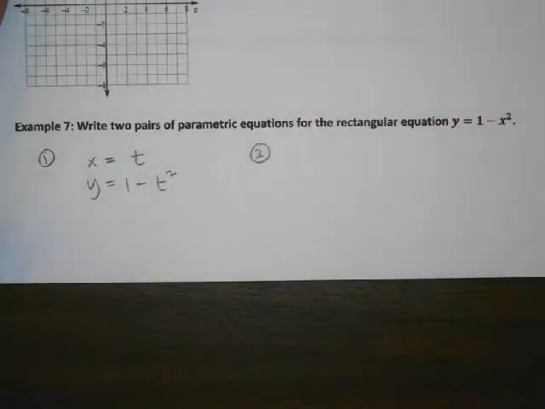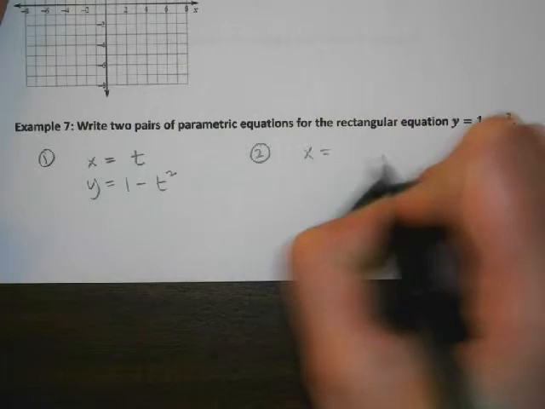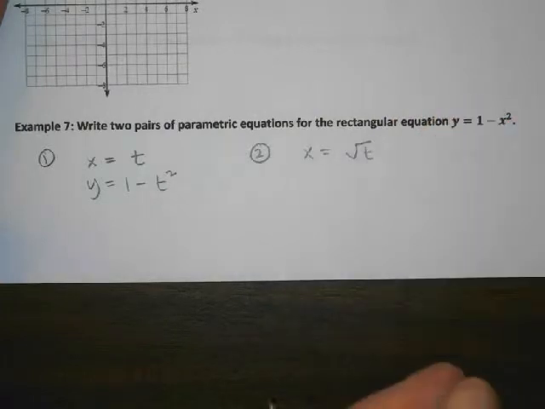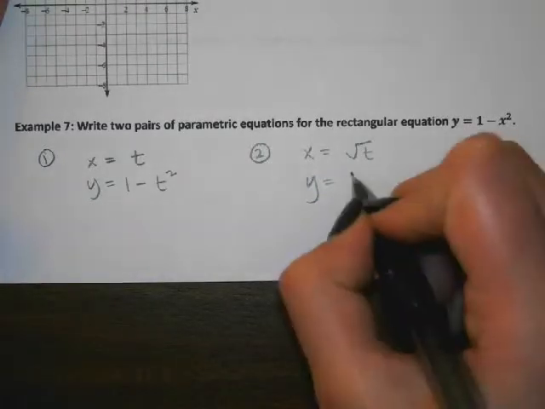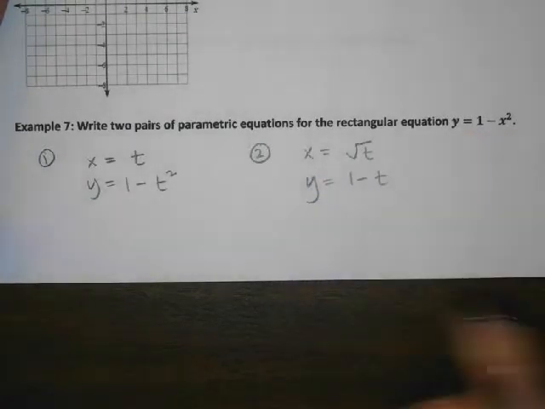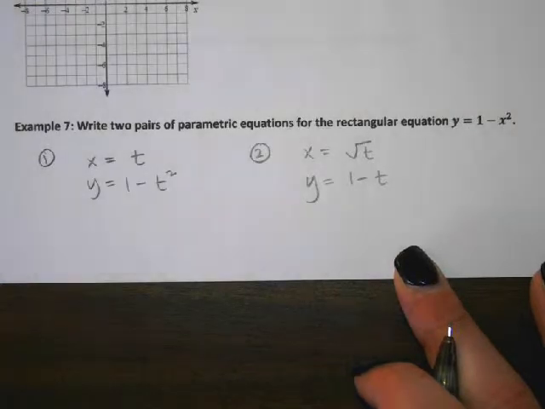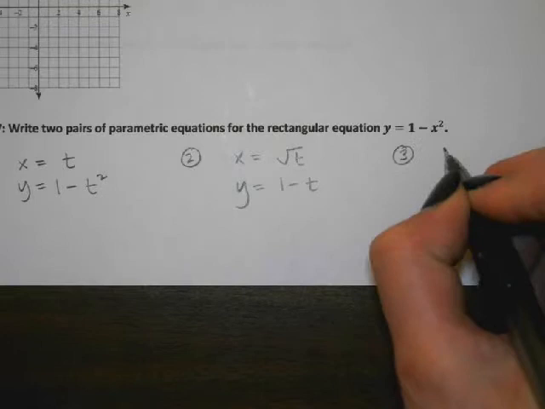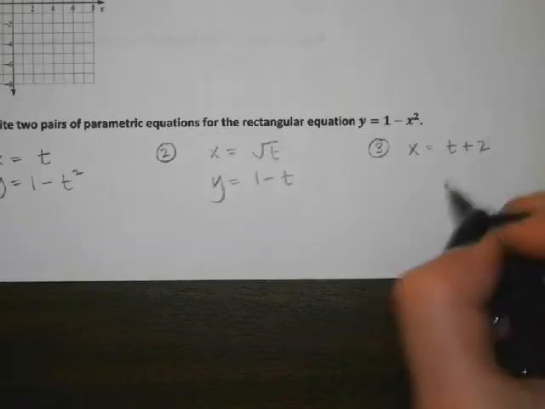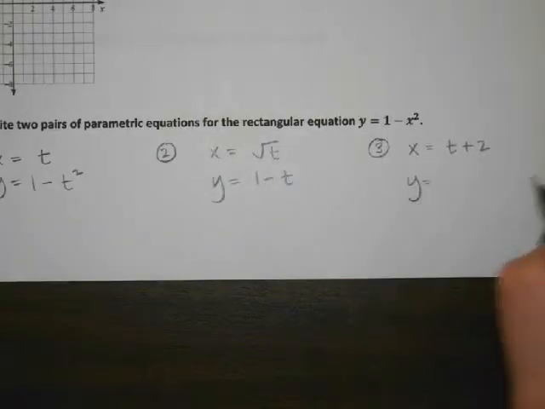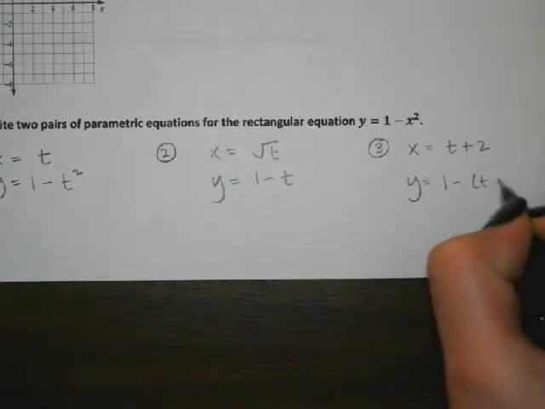Another possible parametric equation you could have is you could say x equals the square root of t. And if that was the case, then what would y be? 1 minus t. A third option is you could say x equals t plus 2. And then what would y be? Yep.